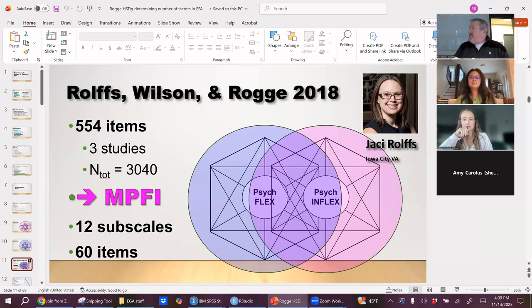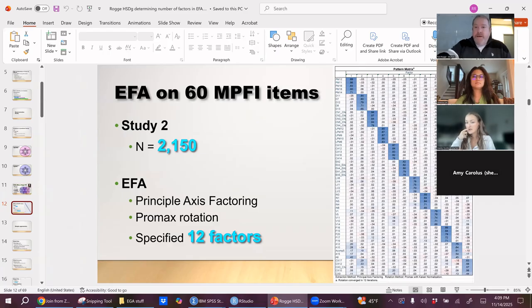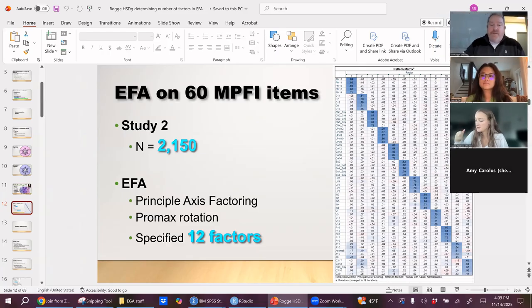And I spent 3 years with J.C. Rolfs, curating a pool of 554 items, giving them across 3 studies to over 3,000 people to create a 60-item scale with 12 subscales, 1 for each of those dimensions, called the MPFI. And obviously, those dimensions of flexibility and inflexibility are correlated with each other. It's important that we allow them to correlate. So when we ran the factor analysis, we used oblique rotation.